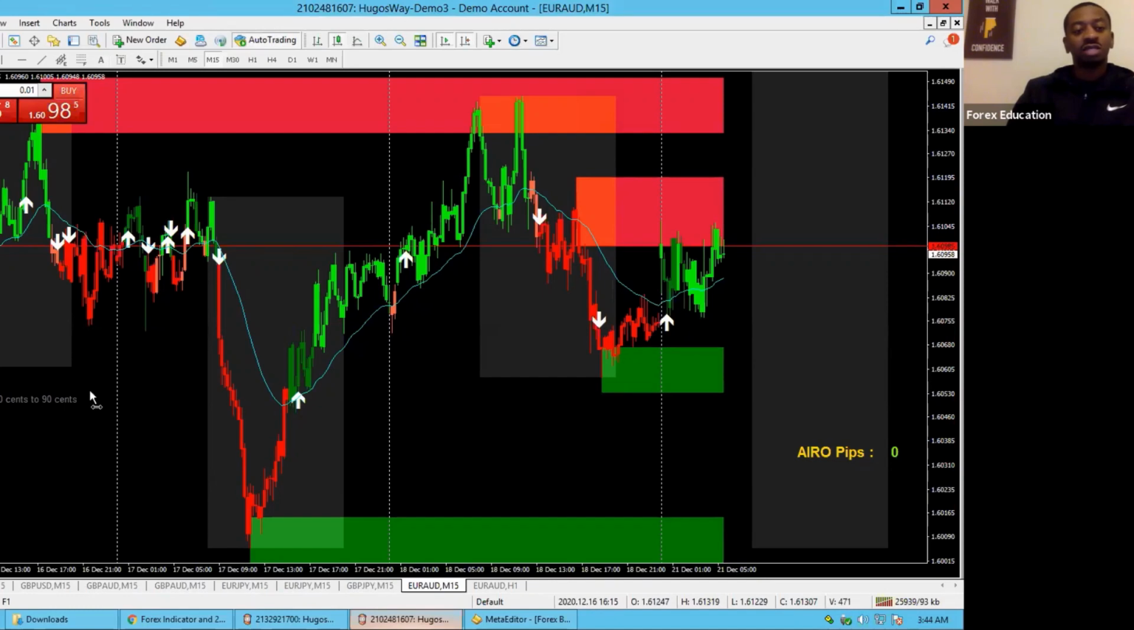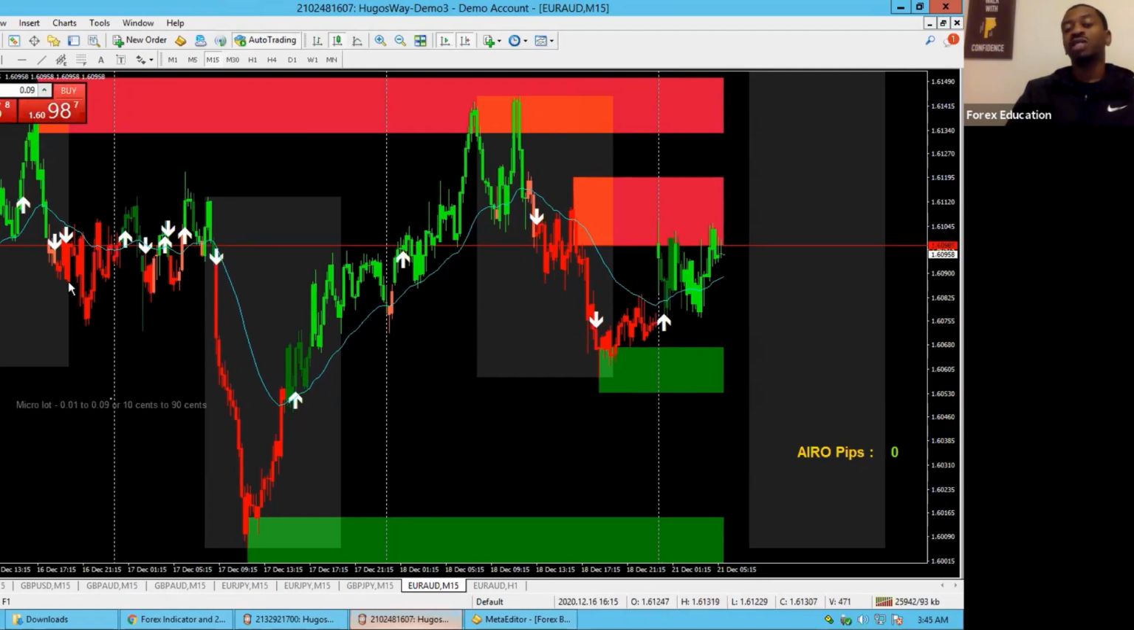First type of lot size is the micro lot, which is from 0.01 to 0.09. That's how you write it. You see here, I've got a micro lot in here right now, 0.01. If I change it to 0.09, I now have the largest micro lot you can have. So a 0.01 lot size is 10 cents. A 0.09 is 90 cents.